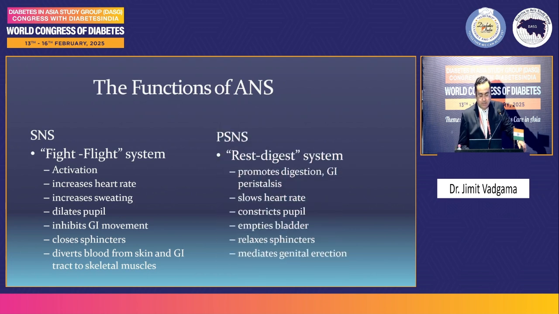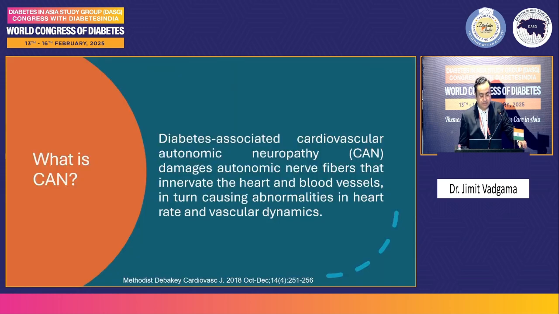On the other side, the parasympathetic nervous system is for rest and digest. It promotes digestion via peristalsis. It slows the heart rate, constricts the pupil, empties the bladder, relaxes the sphincters, and also mediates genital erection. So we won't be talking about diabetic gastropathy, bladder involvement, or peripheral nervous system, but we will be focusing on cardiac autonomic neuropathy, where the autonomic nerve fibers that innervate the heart and the blood vessels are damaged, in turn causing abnormalities, especially in heart rate and vascular dynamics. So this is what we'll be discussing.